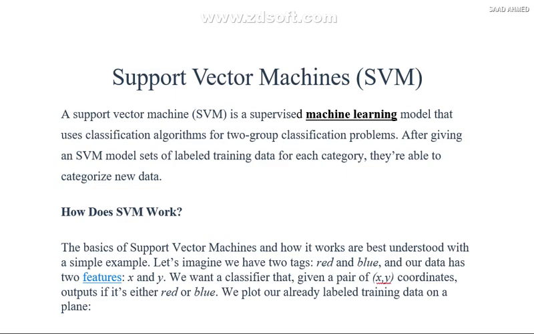The basic support vector machine and how it works are best understood with a simple example. Let's imagine we have two tags, red and blue, and our data has two features, x and y. We want a classifier that, given a pair of x, y coordinates, outputs if it is red or blue. So we are going to plot this training data and see how it looks.